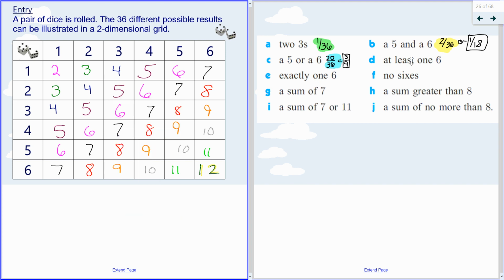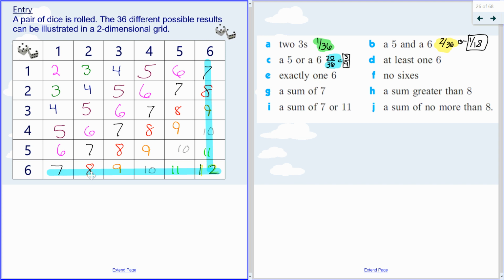So when I look at at least 1 6, that means one of my rolls could be a 6, the other roll could be a 6, or both rolls could be 6. So if my first roll, let's say, is in this column, these could be 6s, or these could be 6s, or I could roll double 6s. So this particular roll represents me getting a 1 or a 6, or a 1 and a 6. So I look at my dice, I rolled a 1 and a 6. So that's at least 1 6.